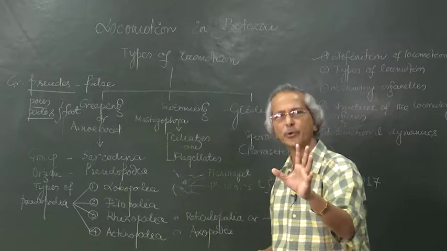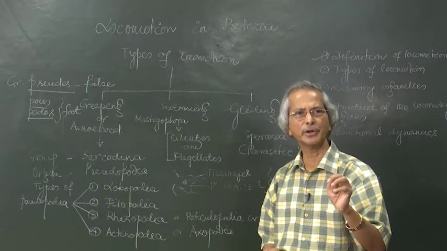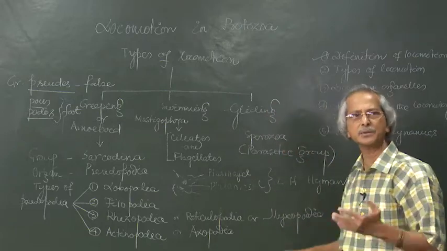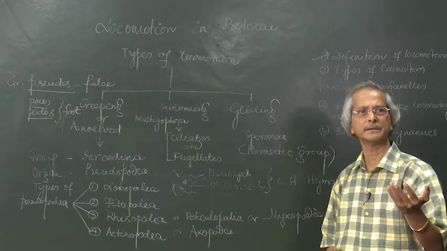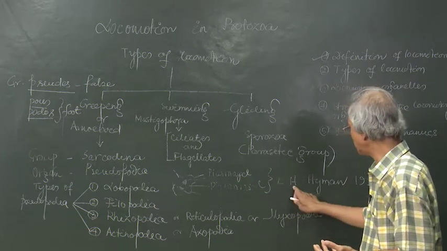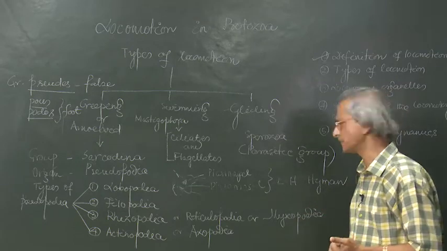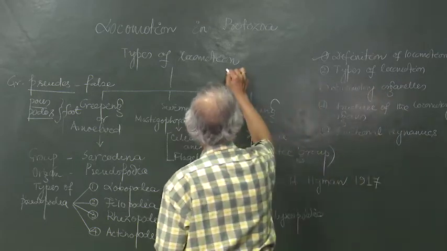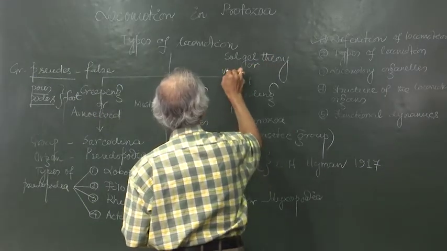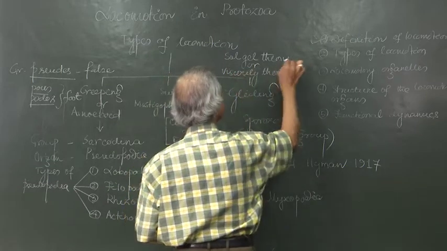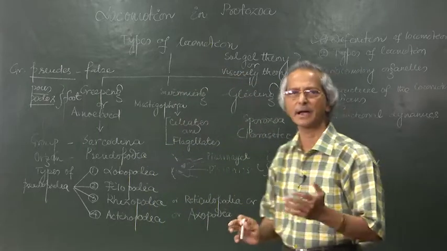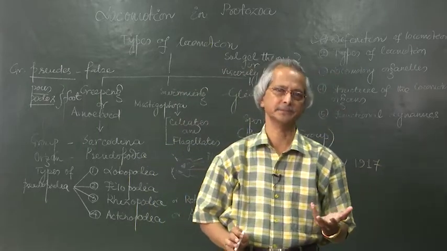So, this particular theory is known as the sol-gel theory or viscosity theory. The sol-gel theory was for the first time put forth and described by L. H. Hyman in the year 1917, and this theory is also known as the viscosity theory.